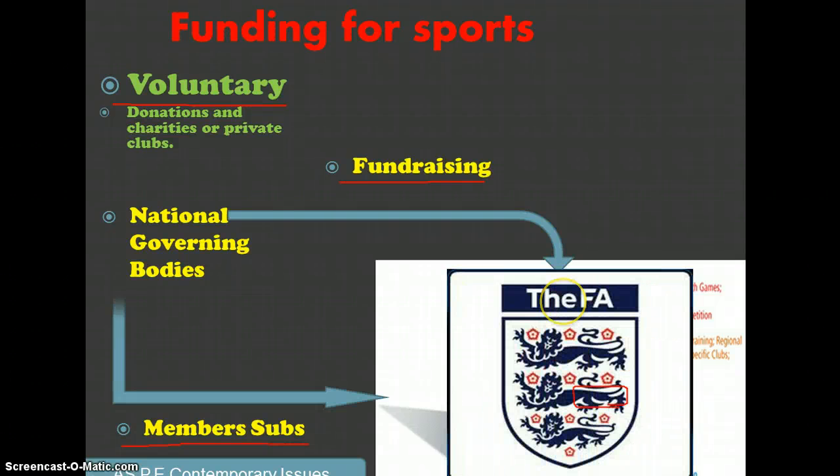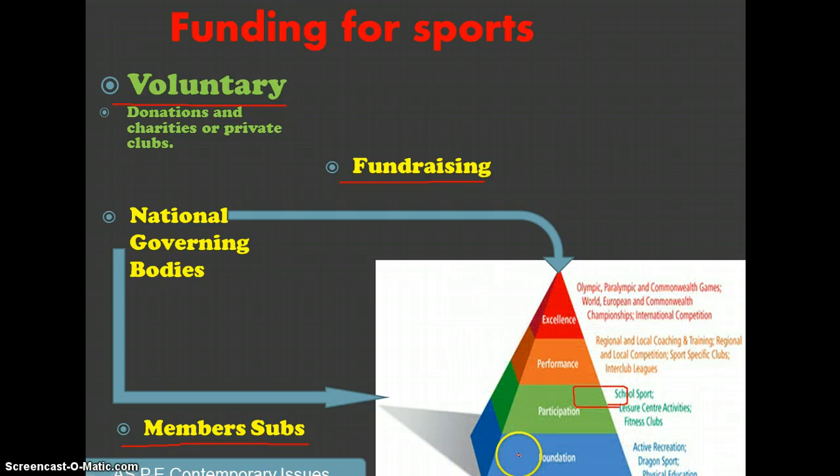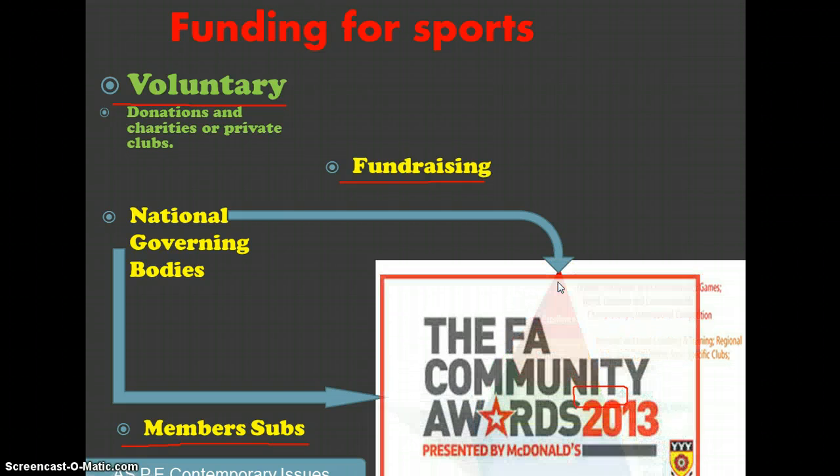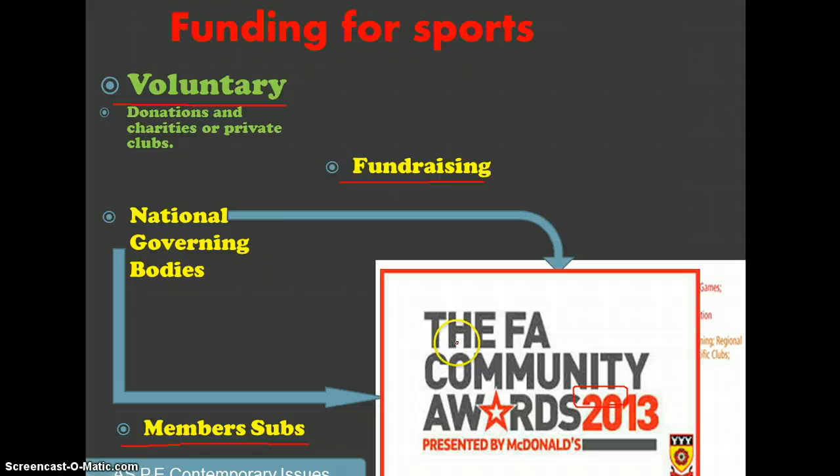But as with the other things, they also need to look at the bottom of the pyramid and how people progress forwards. So from foundations, what are they doing to try and increase grassroots and get people to progress forwards? An example would be the FA Community Award 2013, interestingly presented by McDonald's.